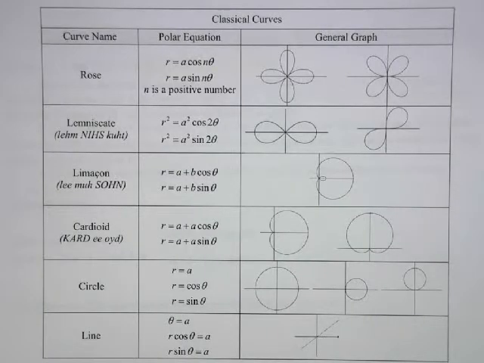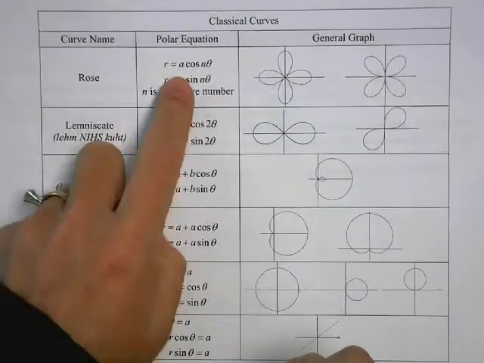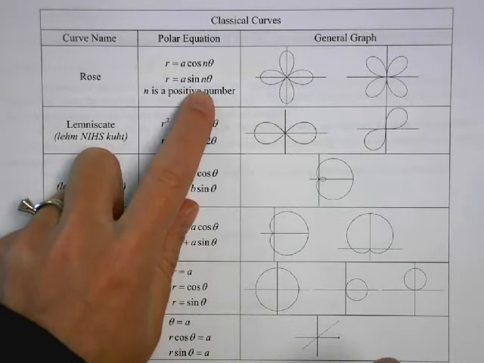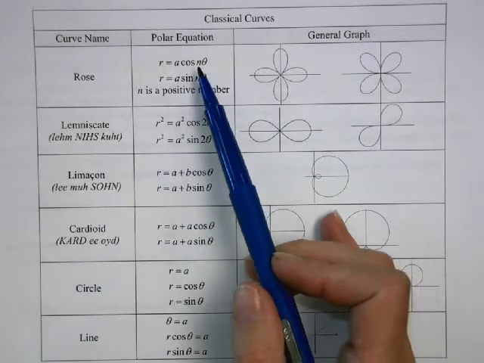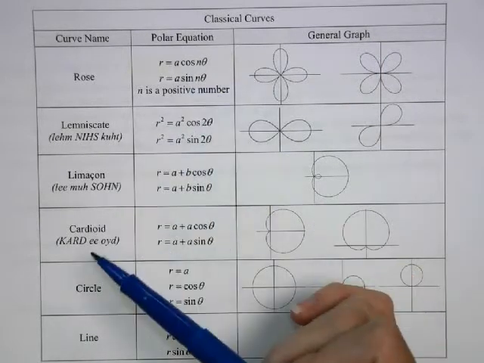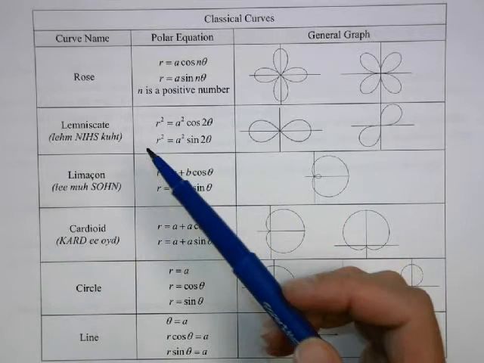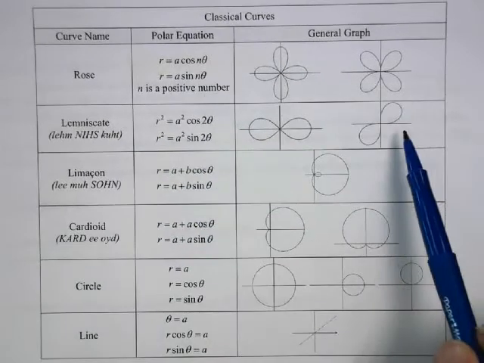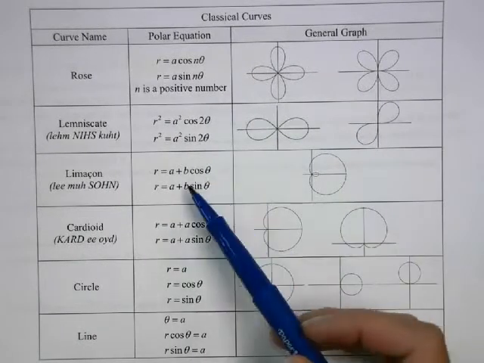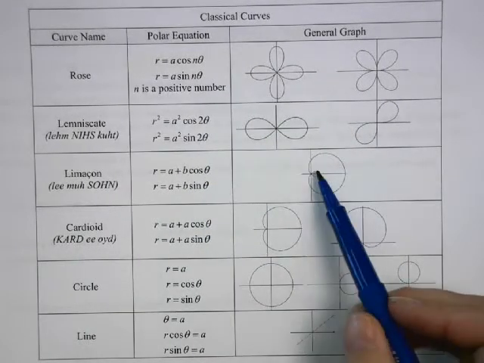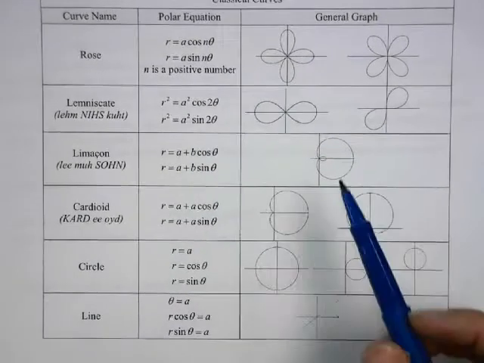So on the Canvas page, I've included this document, which is just a reminder of what all these different polar curves are. Back in pre-calc, we talked about a rose is going to be a cosine n theta and a sine n theta, and we get a graph like this. Remember that if n is even, then you have 2n number of petals. If n is odd, then you have that many petals. A lemniscate, we won't use these too much, but those look like that. Limacon, we'll do a few of these. Cardioids you see quite a bit.